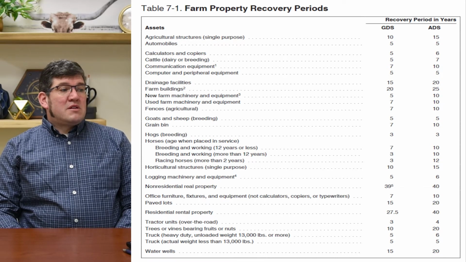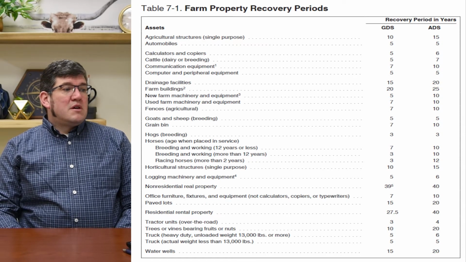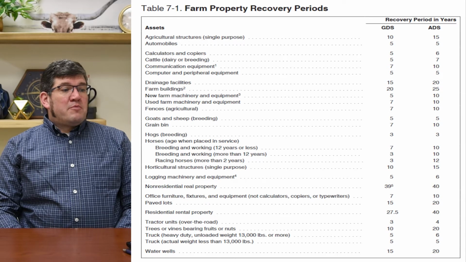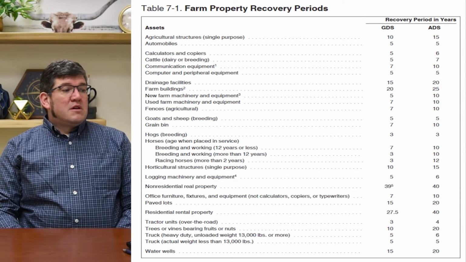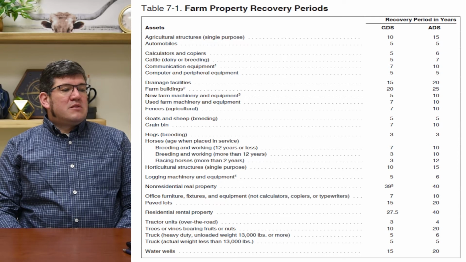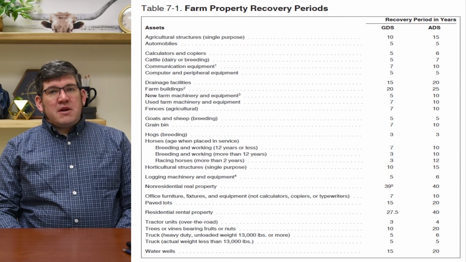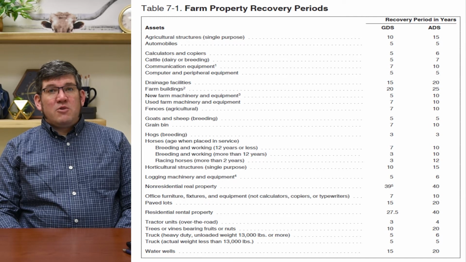You can see things like automobiles are 5 years under both systems. The farm buildings are 20 or 25 years depending on which system you're using. Machinery and equipment is 5 or 7 years depending on whether it's new or used. And so once again, this is to make uniformity across all taxpayers, but does not necessarily pair well with reality as far as how long you actually expect an asset to last in many cases.